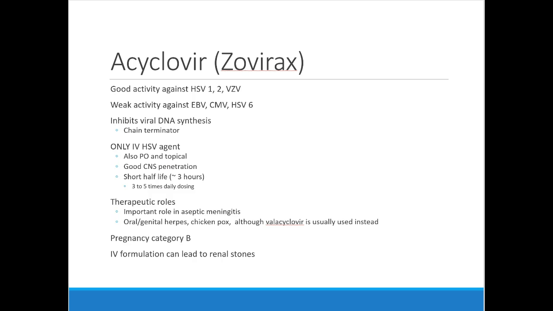Acyclovir is available oral and IV. What it does is it inhibits viral DNA synthesis by terminating, it's a chain terminator, so it adds on to the replication step, and then the virus can't complete its replication. It's the only IV agent, so if you need IV therapy or if you have an HSV-related meningitis, Acyclovir is going to be your drug of choice.